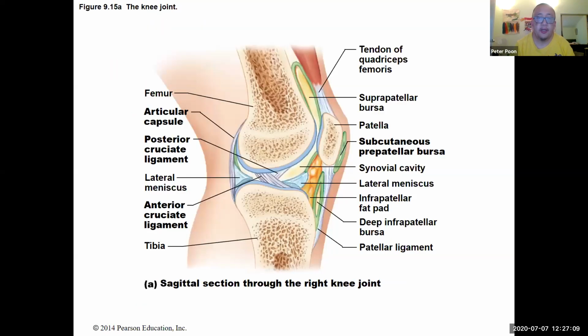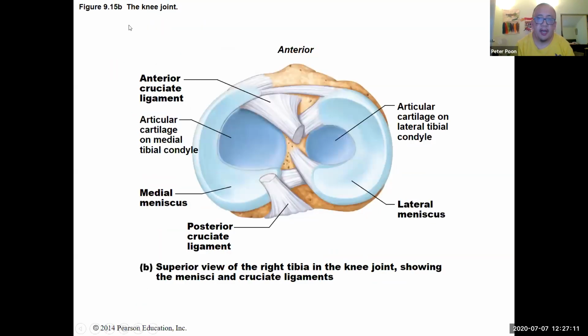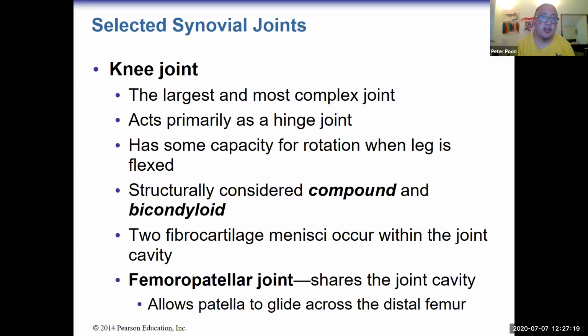The knee joint. Here is the meniscus of the knee that I also explained earlier. This helps keep the knee in place. The knee joint is the largest and most complex joint. It acts like a hinge joint, but it's not. It's structurally considered a compound joint because there are three bones there: the femur, the tibia, and the patella. So it's considered a compound and bicondylar joint. The knee joint is none of the answers to the test about joints.